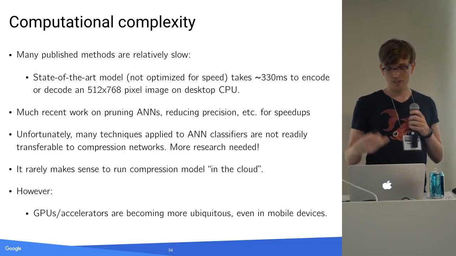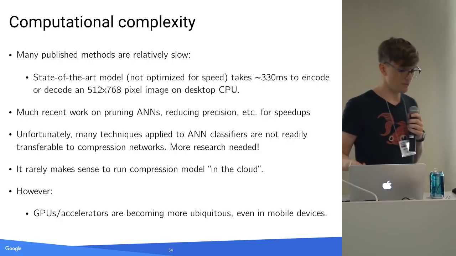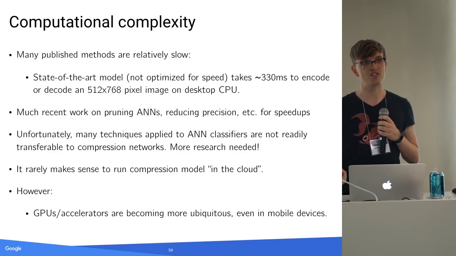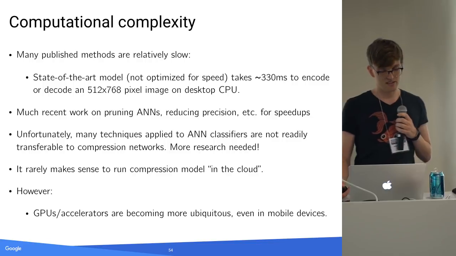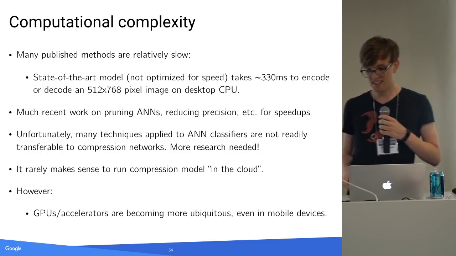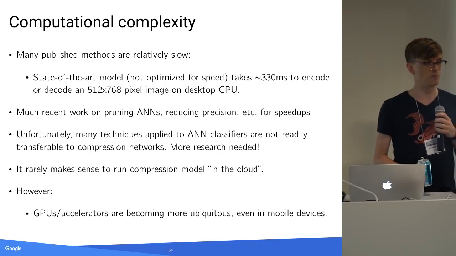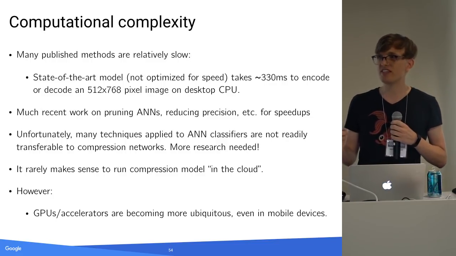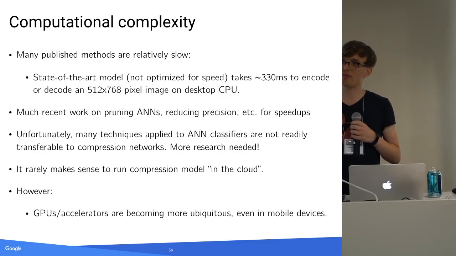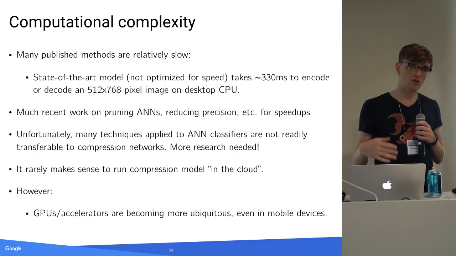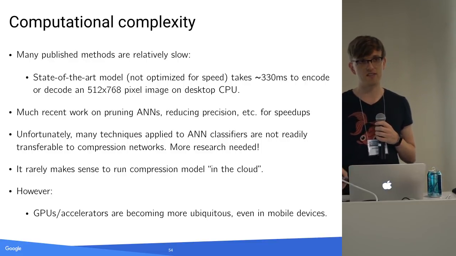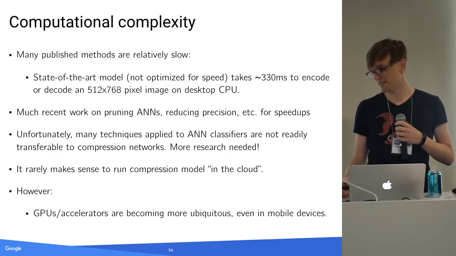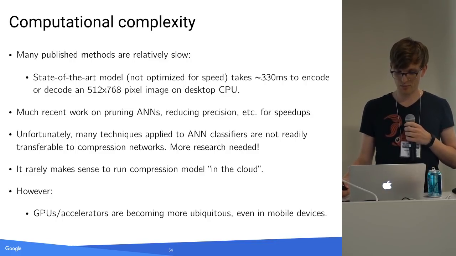And we've heard this morning there's been a lot of work on making ANNs faster, including pruning units and reducing precision. But many of these techniques don't perform as well on compression networks. So a lot more research is needed in that space. And we also can't really take the easy way out and run these models in the cloud, because that would kind of defeat the purpose of compression. But in general, we are seeing more GPUs and accelerators becoming available in mobile devices even. So we can hope that time here works in our favor, and that at some time in the future, we will have more access to these optimized devices so that we can actually run these things in practice.